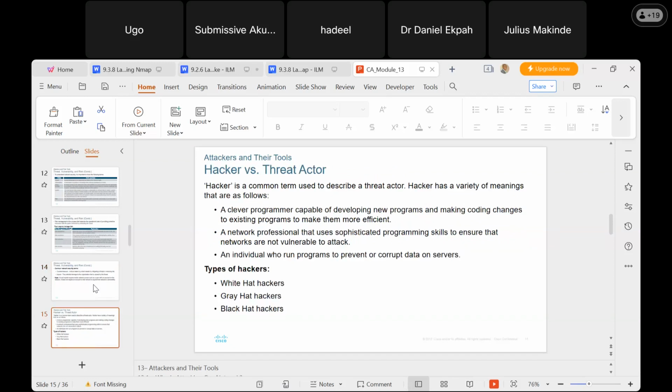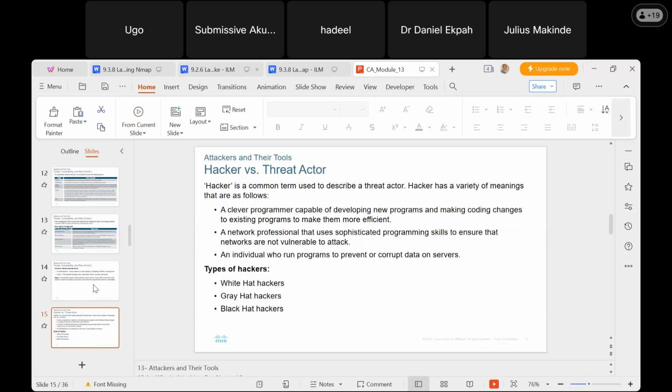And so we went further to look at hackers versus threat actors. And we did say here that hacker is actually a term that is used to describe threat actors. If you look at it critically, it means a clever programmer capable of developing new programs and making coding changes to existing programs to make them more efficient. So that's the case of a hacker. And then a network professional that uses sophisticated programming skills to ensure that networks are not vulnerable to attack.